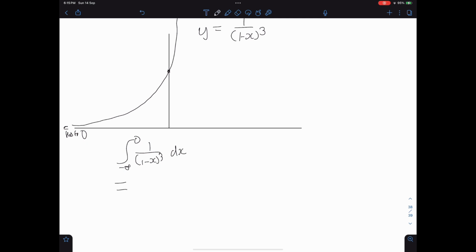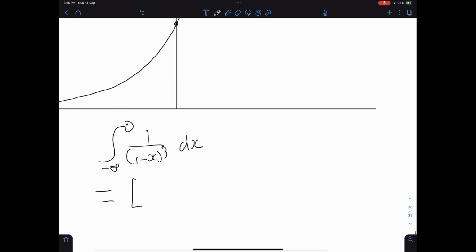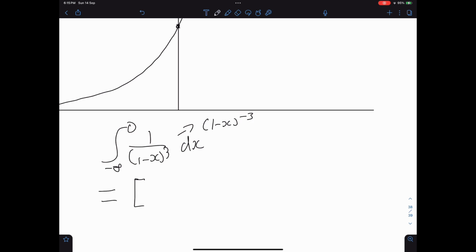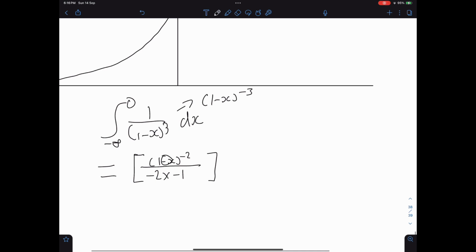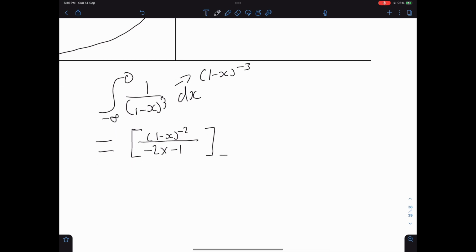well, let's see how we would go. We would integrate this, because this is actually 1 minus x to the power of minus 3. We can do our reverse chain rule. We'd put minus 2 up here, and then we would divide by minus 2 multiplied by minus 1, because minus 1 is the coefficient of x there, between minus infinity and 0. So then this becomes not minus half, just half, of 1 minus x to the power of minus 2.